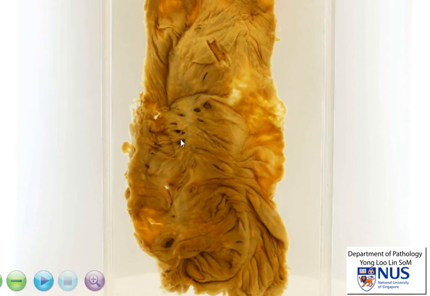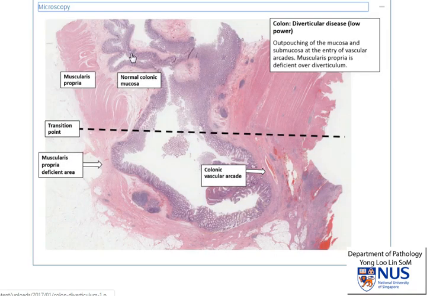I'm not able to show you a cut section of the gross appearance, but let's have a look at the microscopy. This is a low power magnification view of the microscopic appearance of a single diverticulum. So this is the normal bowel wall over here with the mucosa, submucosa, muscularis propria, and subserosal tissue.